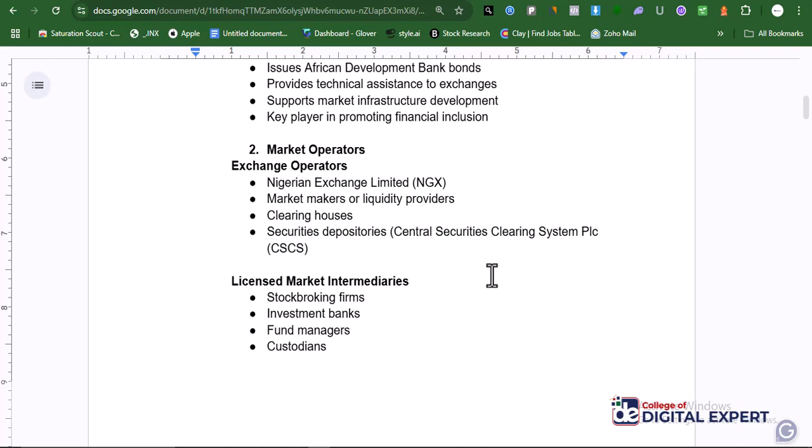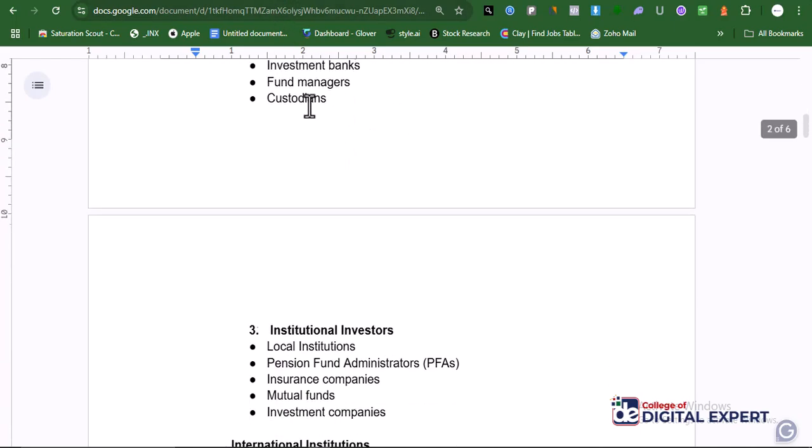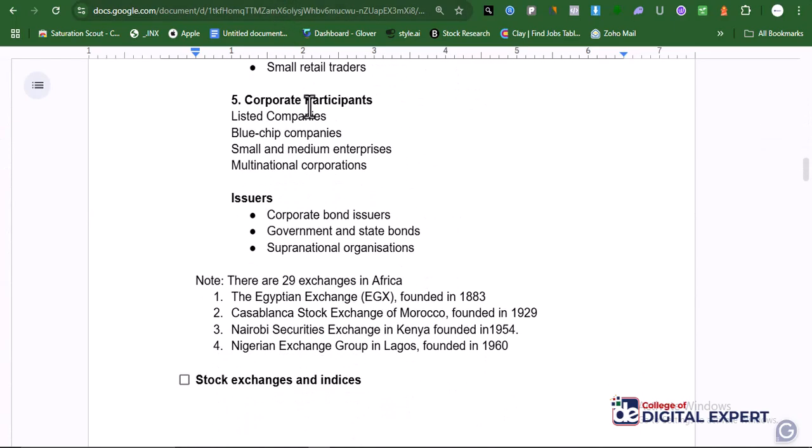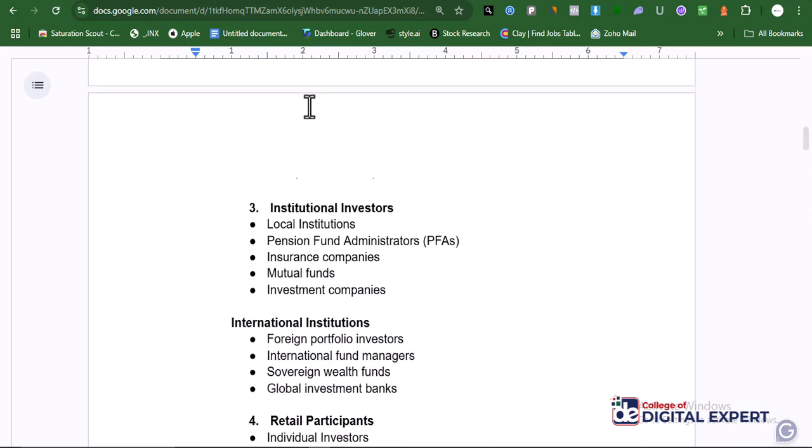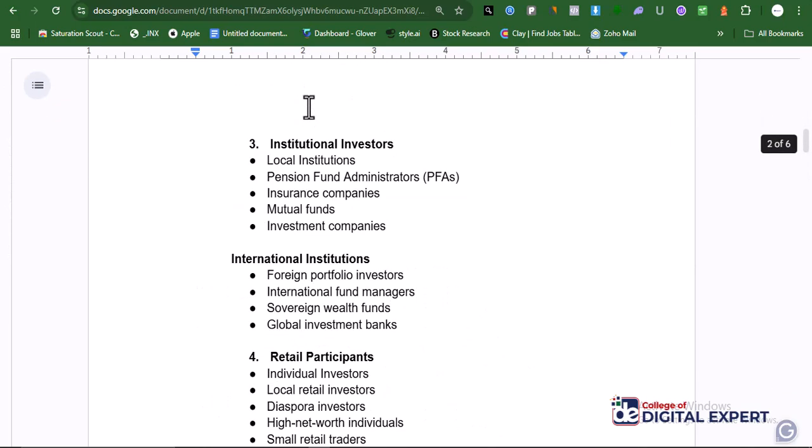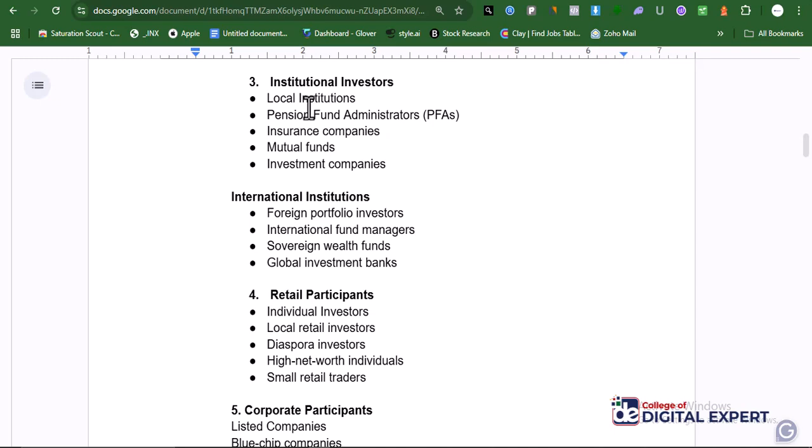Then we have the licensed market intermediaries. We have the stock broking firms, the investment banks, the fund managers, and the custodians. We have different stock broking firms in Nigeria, which we will look into very well later. And also, let's talk about institutional investors. These are local institutions. We have pension fund administrators (PFAs), the insurance companies, the mutual funds, and the investment companies. They're also part of the stock exchange market.